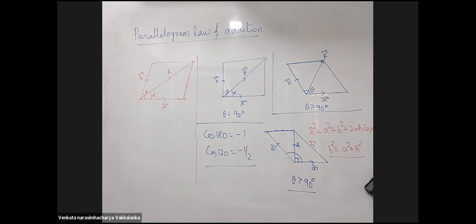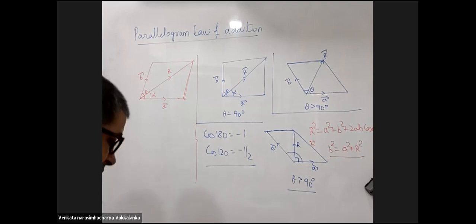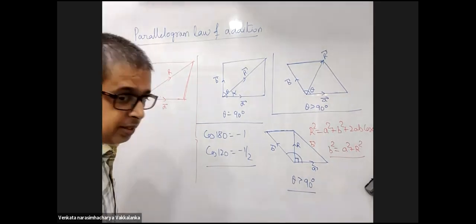Component of one vector along another vector. We take the dot product. But that will take one more lecture for us to come till there.